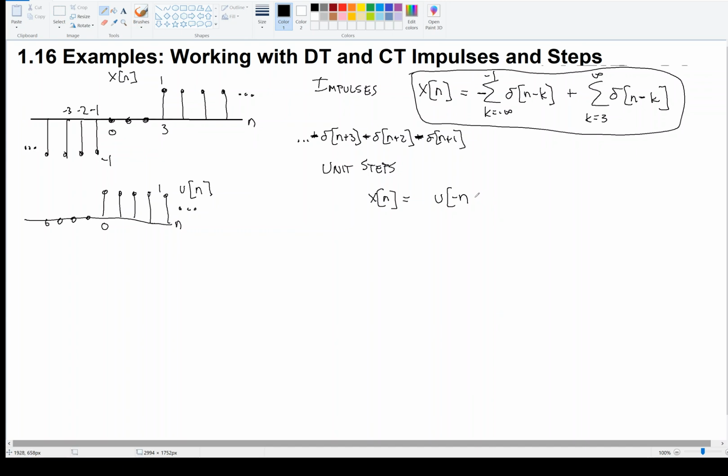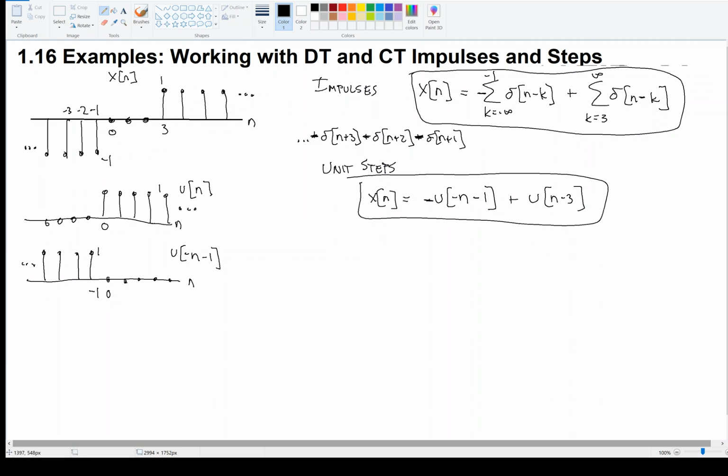And then we're going to advance it by 1 unit, like that. So that way, when we do that, the u of minus n minus 1 looks like this. Okay, that's the flipping part. And then the advancing part means this edge goes at -1 instead of 0. So this is u of minus n minus 1. And if we make that negative, then this becomes -1 instead of 1. And that's what we have in our original signal. Okay, then we need to add to that this is a regular old unit step, but delayed by 3 units. Okay, and that's our answer. That's it.